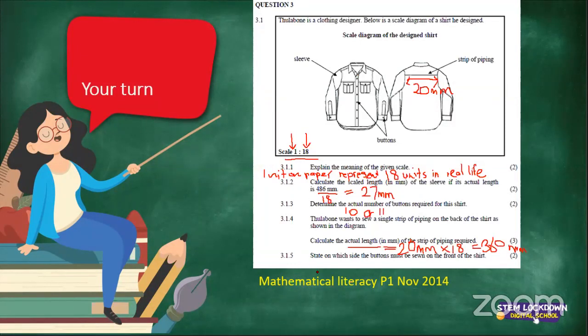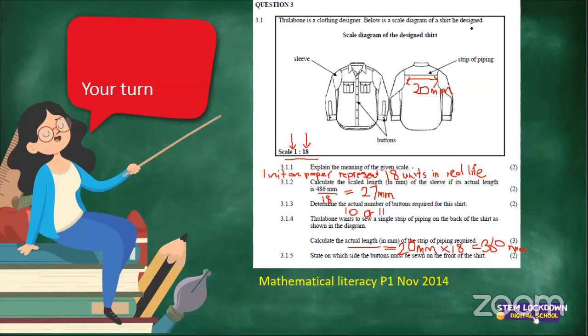Okay, last one. State on which side the buttons must be sewn on the front of the shirt. Basically, they need to know on which side must the button be sewn on the front. On which side the buttons must be sewn on the front of the shirt. Okay, this question seems a bit tricky, but let me see.